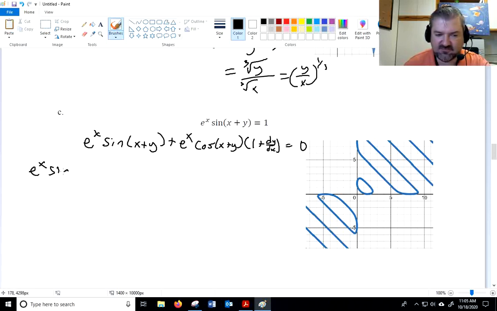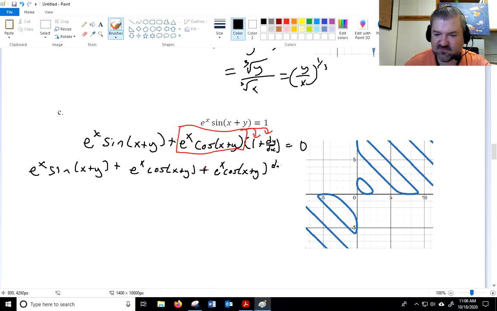So let me give myself some room here. So I have plus e to the x cosine of x plus y. I need to multiply this whole thing times 1, and then that whole thing times dy dx. So I'll get just that plus 1 plus the same thing, plus the same thing, e to the x cosine of x plus y times dy dx is equal to 0.